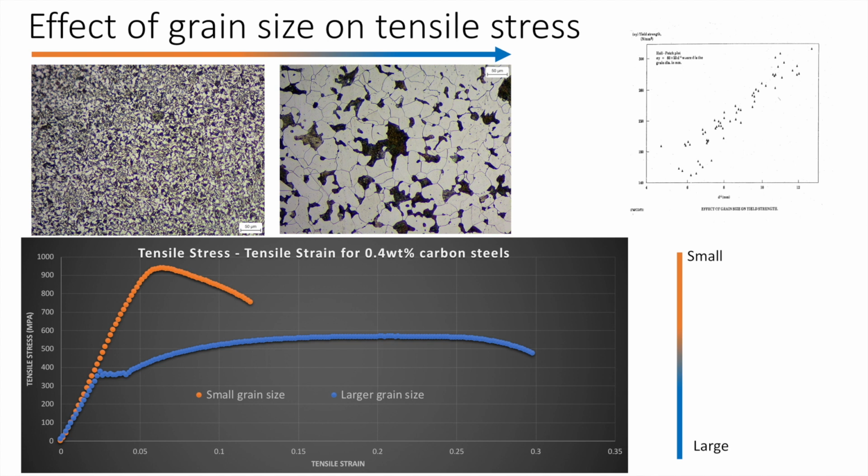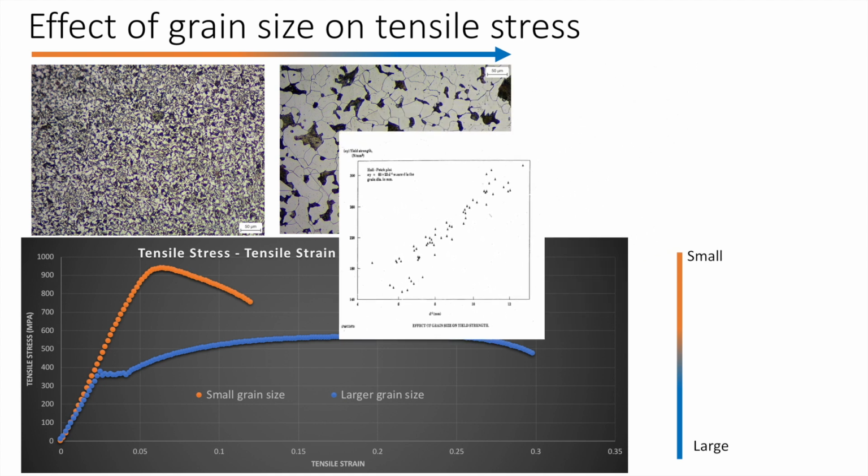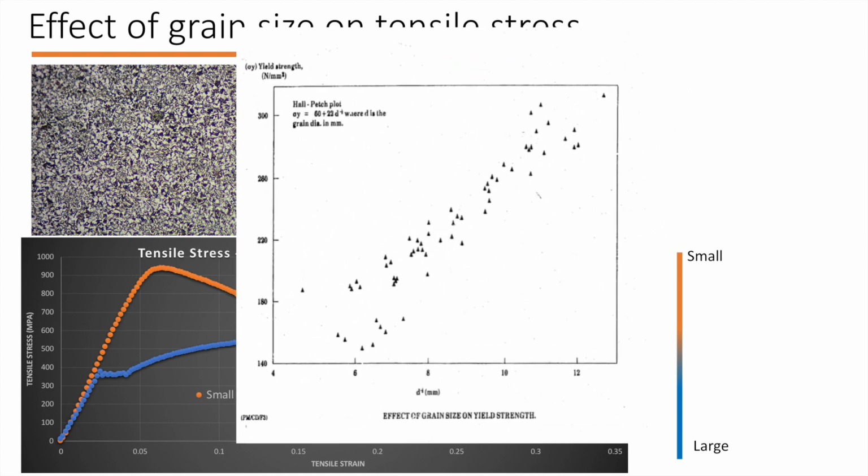And we call this behaviour the Hall-Petch relationship. And what is the Hall-Petch relationship? Well, let's have a look at this graph here. So this graph on the x-axis represents the grain size of the material. Don't worry too much about the units. And on the y-axis it represents the yield stress of the material.